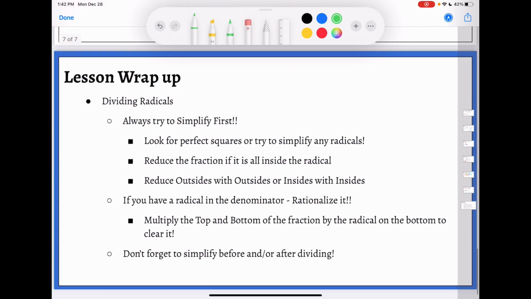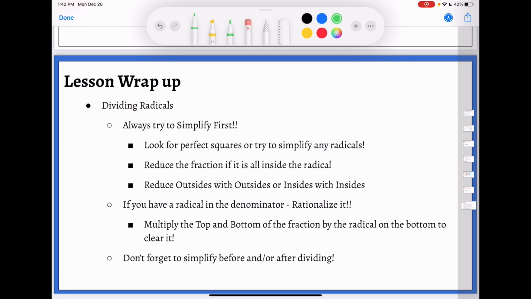Okay, so hopefully you got a good idea on that one. Remember, always try to simplify first. Look for perfect squares, look to simplify radicals, reduce the fraction if it's all inside, or reduce outsides with outsides or insides with insides. Reduce, reduce, reduce first. If you end up with a radical in the denominator, rationalize it. Multiply the top and the bottom of the fraction by the radical on the bottom to clear it. And then don't forget to always try to simplify before and after you divide.